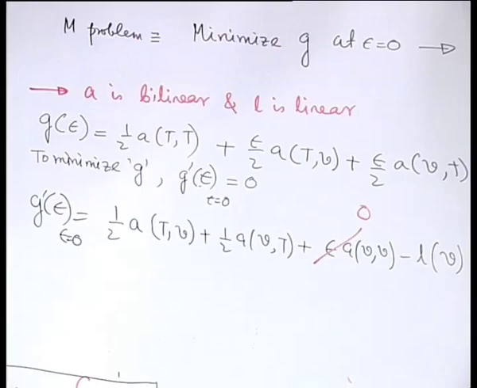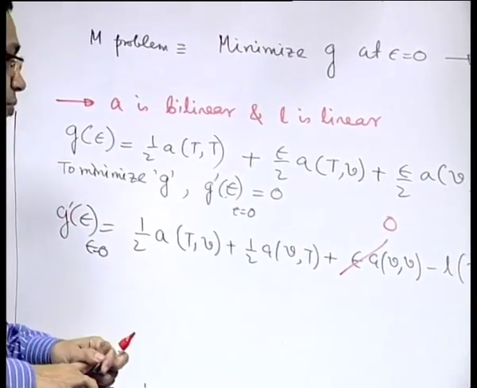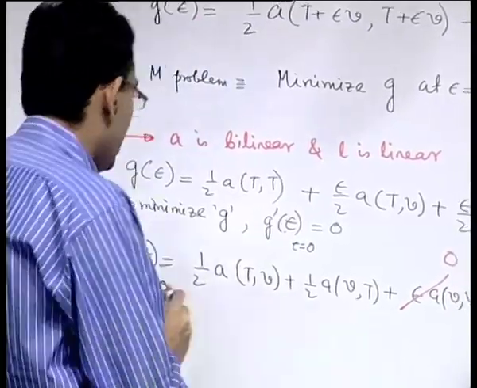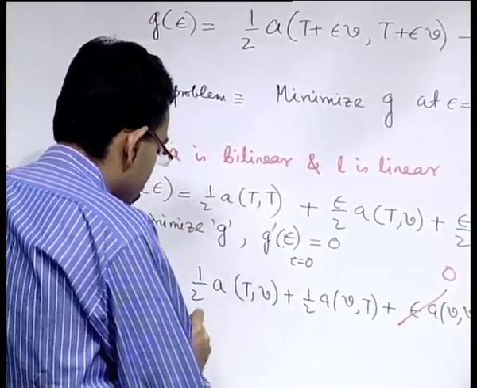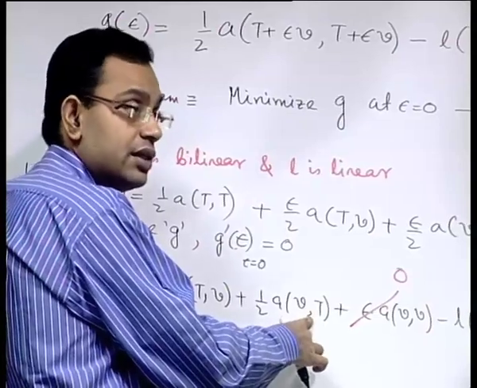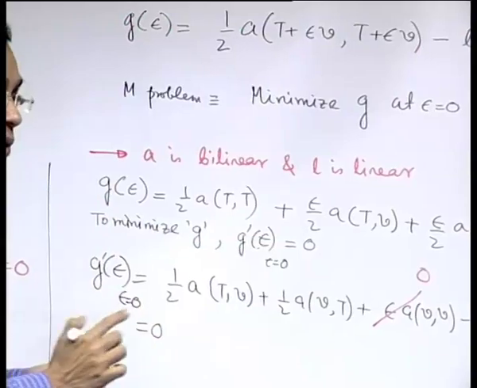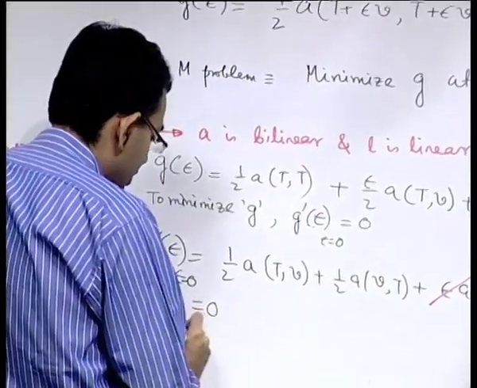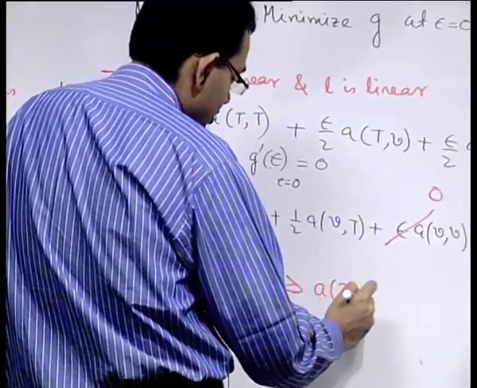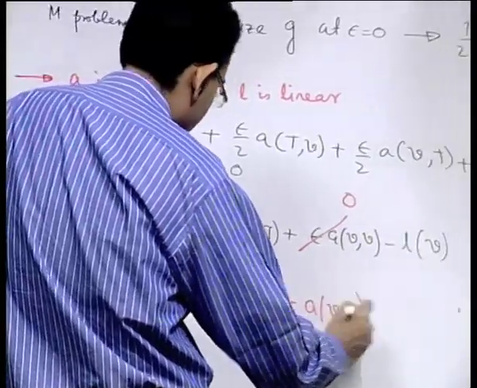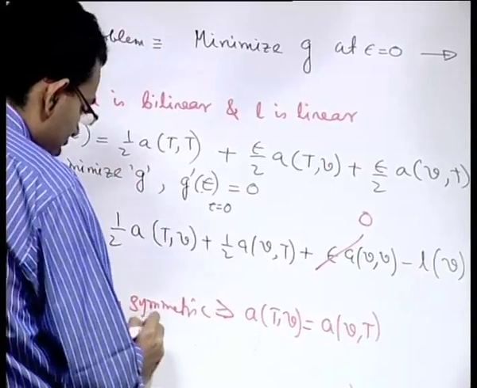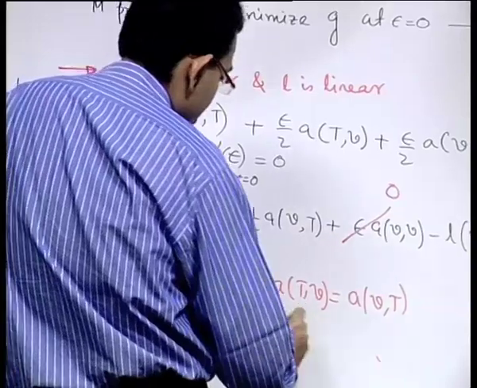You can see that from this we are desperate to get back the V form. How can we get the V form? If A(T, V) was the same as A(V, T), then for minimization this is equal to 0. So that would have given us ATV equal to LV, provided ATV equal to AVT. That means A is a symmetric operator. So A is symmetric implies ATV equal to AVT, which implies ATV equal to LV, which is the V form.